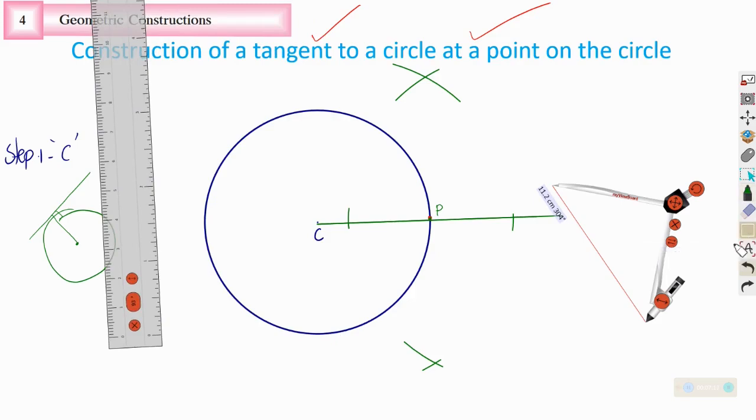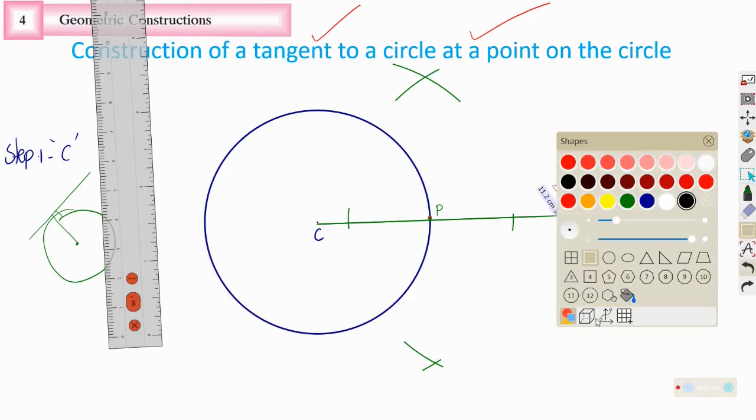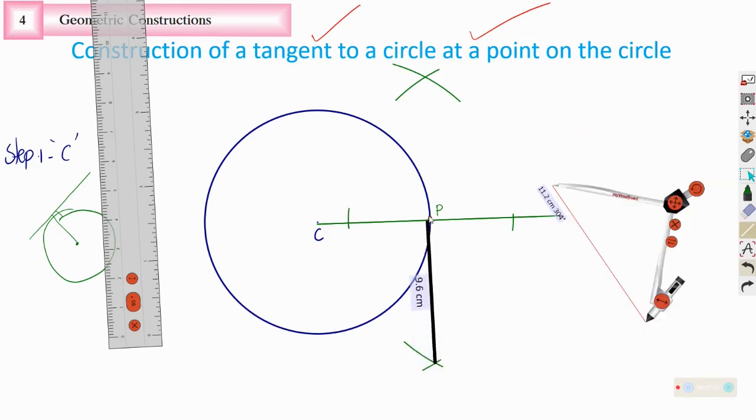The other option is drawing a straight line using another system over here. Simply connect from here, pass through this and pass through this. Okay. This is the tangent. This is a tangent through that point. Tangent through that point. Okay? That's it.